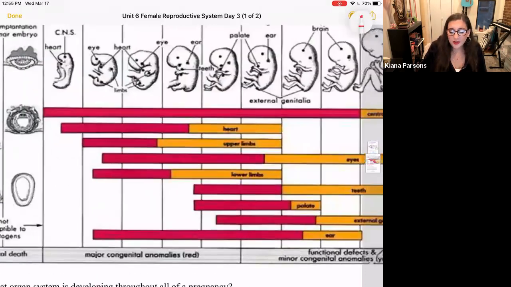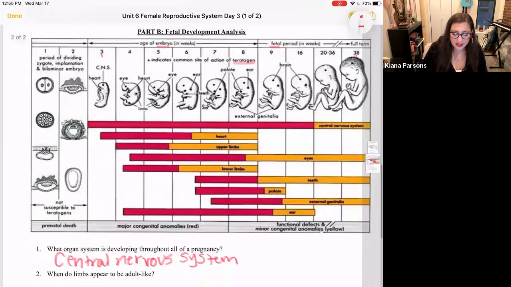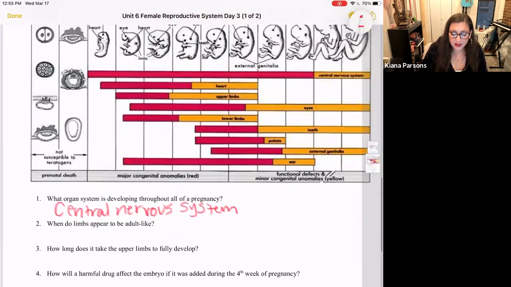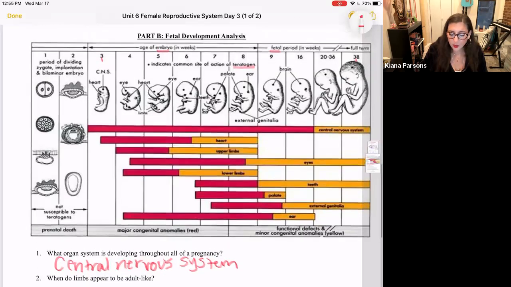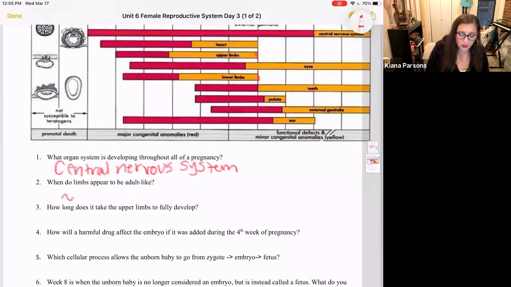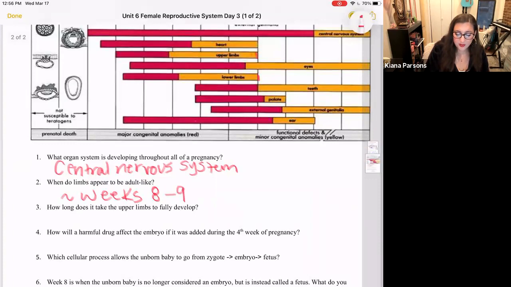And this is about interpreting this graph. You can see up here, it says the dot indicates a common site of action of teratogen. A teratogen is any chemical that can be hazardous to the developing baby or fetus. When do limbs appear to be adult-like? We can see by week 8 or 9, the upper and lower limbs have stopped developing. So around week 8 to 9.